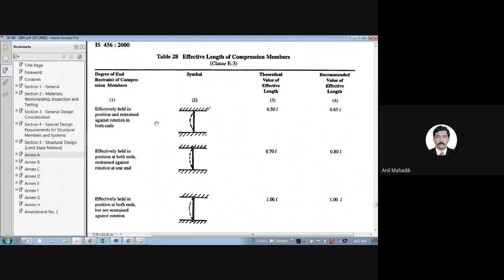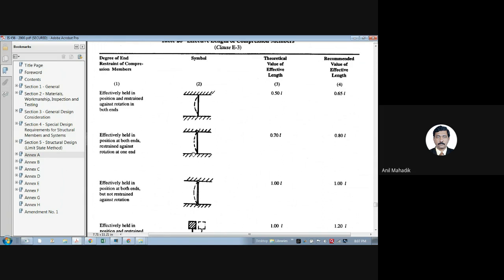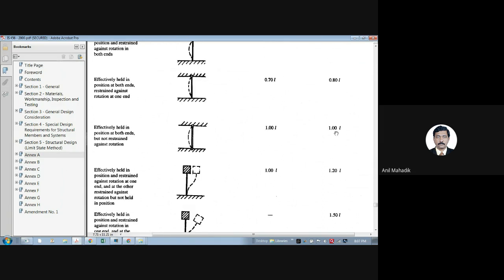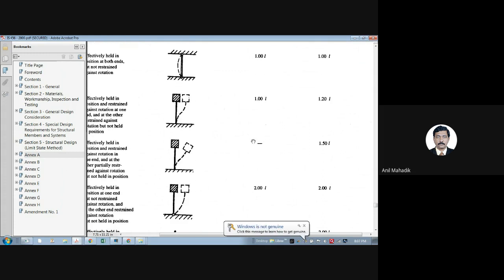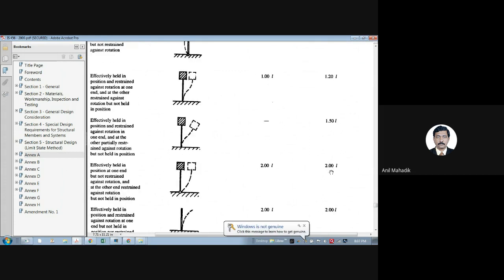Table 28, you see here, effective length for compression members. If both ends are fixed, 0.65 L. If one is fixed and the other is pinned, then 0.8 L. If both are pinned, 1 L. So we have seen that. And if they are cantilevers, then it is 2 L. So 2 L means the effective length is double.